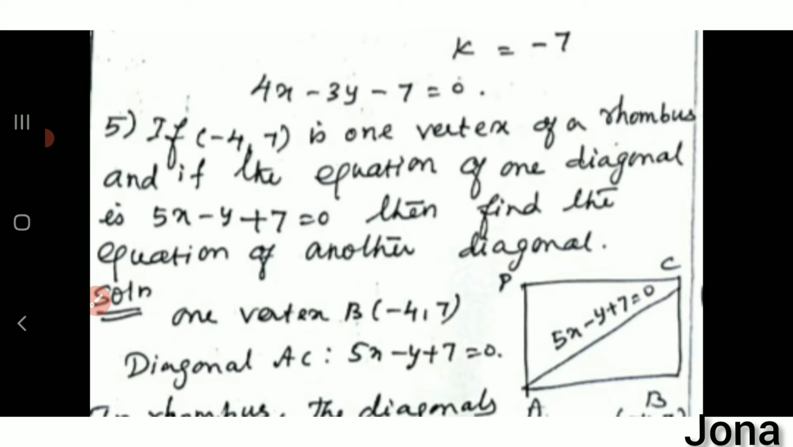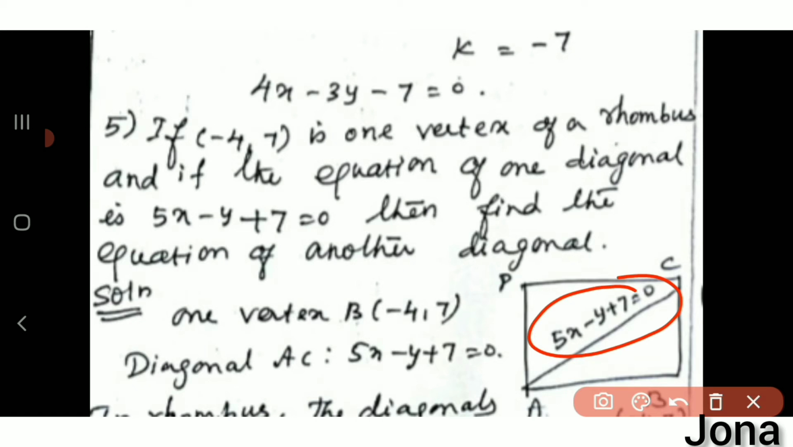Fifth problem. If minus 4 comma 7 is one vertex of the rhombus, and the equation of one diagonal is 5x minus y plus 7 equal to 0, then find the equation of the other diagonal. Here minus 4 comma 7 is one vertex of the rhombus. We want to find the equation of the other diagonal.